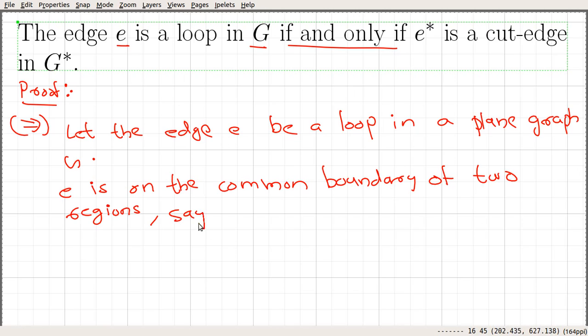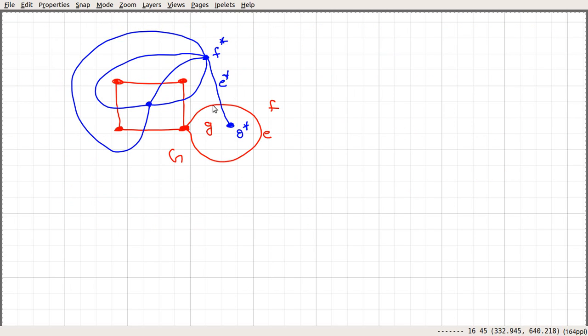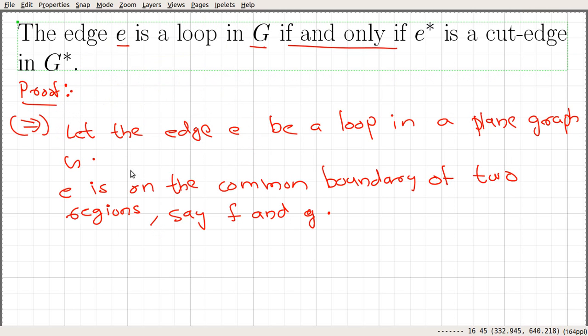So let's say that E is a common boundary of two regions F and G, for example something like this. Let's consider this loop, which is labeled E, and it is on a common boundary of these two regions G and F. So let's see what is going to happen. If E is a loop in a plane graph G, E is on the common boundary of two regions, let's say F and G.